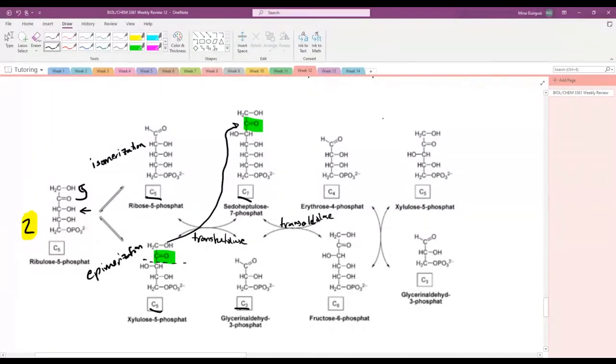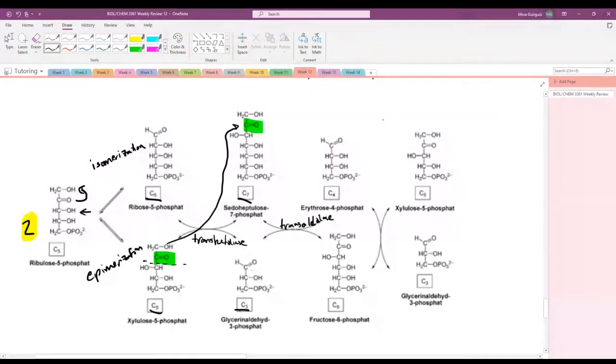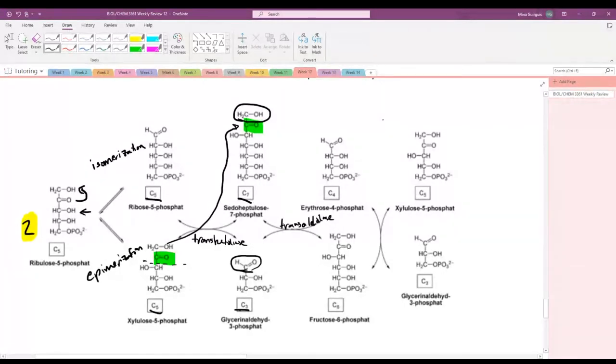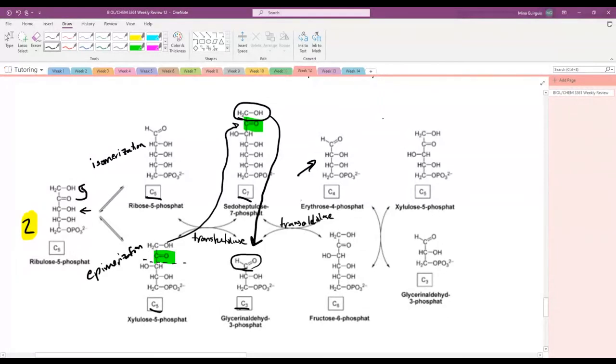Transaldolase. Exactly as its name suggests, it transfers an aldolase. This is the aldolase that we're looking at right here, but it's not going to move it over to our heptulose. What it's going to do is transfer a carbon to the heptulose. Again, I believe it's this carbon that gets transferred onto here to create this. Same number of carbons, keep that in mind. We have 4 and 6 now because we have erythrose 4-phosphate and fructose 6-phosphate.